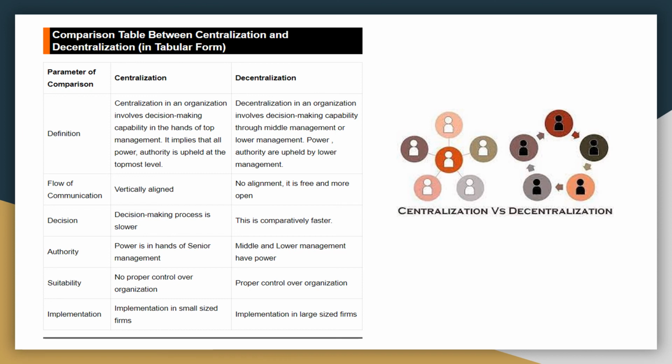Suitability: no proper control over the organization is there in centralization, whereas in decentralization, proper control over the organization is seen. In implementation, centralization suits small-sized firms and decentralization suits large-sized firms, because in centralization a decision is taken by the owner, and in decentralization there are numerous decisions which cannot be taken by the owner and various middlemen are used.